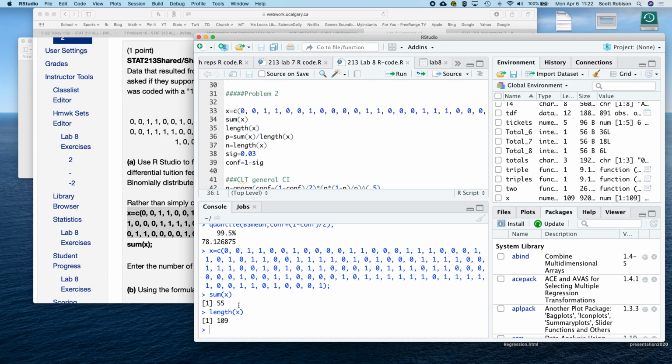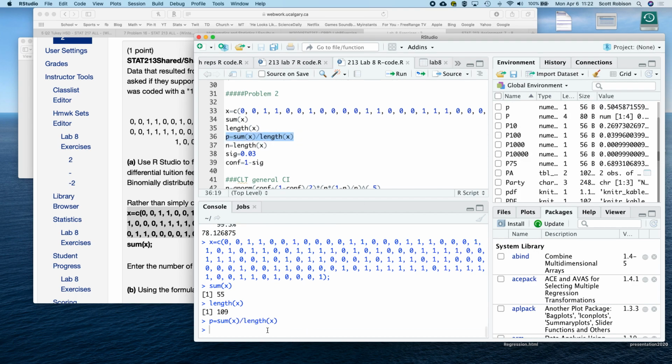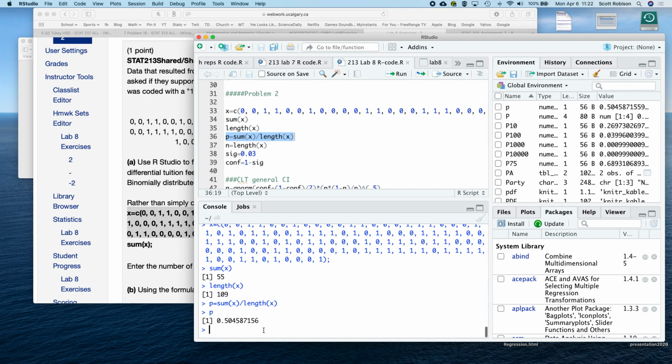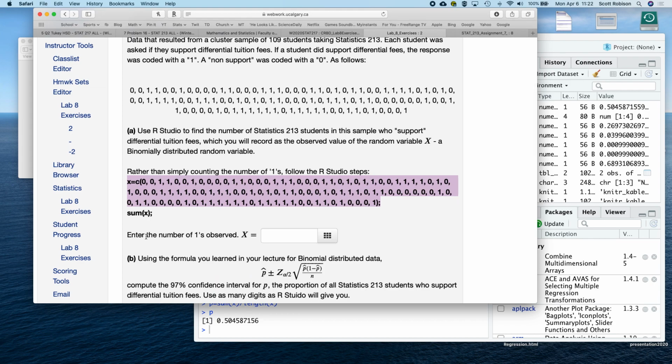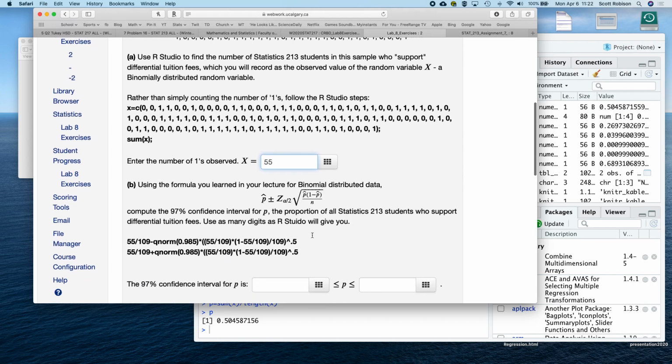this sample, and when I say length of x, I find that there are actually 109 different instances of either 0 or 1. So the sample proportion would just be the number of successes divided by the number of total samples. So here I can find the sample proportion by taking the ratio of those two, and I can see the sample ratio there. So let me just catch up to what I'm supposed to be doing in web work here. It says how many ones were recorded. I found that there were 55.